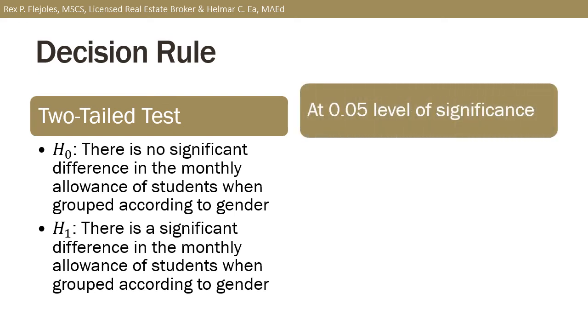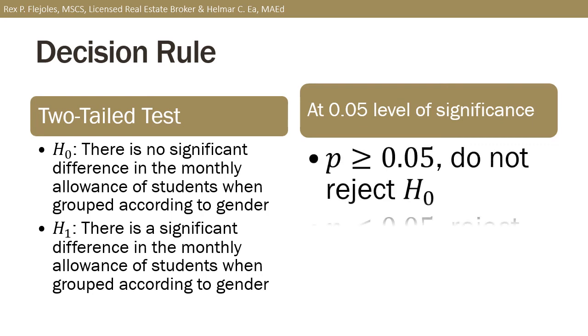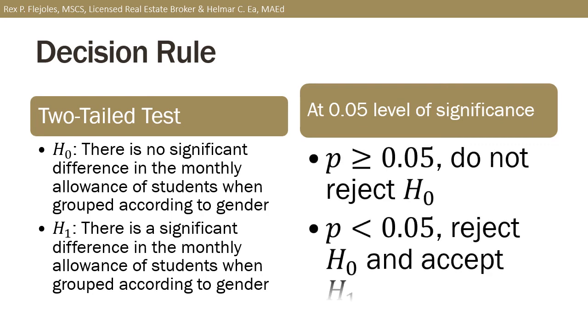The decision rule if the level of significance is set at 0.05 would be, if the p-value is greater than or equal to 0.05, then do not reject the null hypothesis. If the p-value is less than 0.05, then reject the null hypothesis and accept the alternate hypothesis.